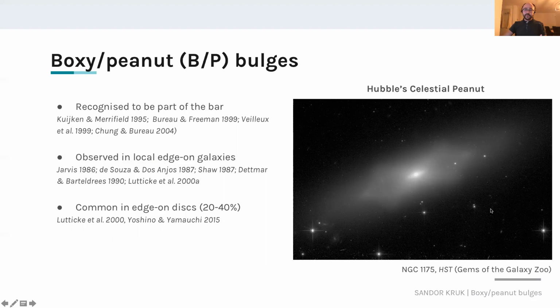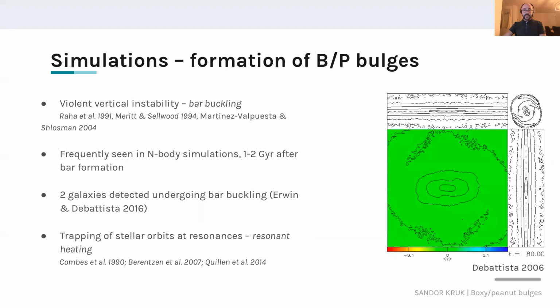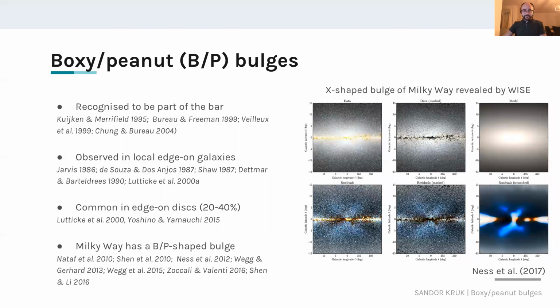They have historically been observed in local edge-on galaxies, such as NGC 1175 here, with about 20 to 40% of edge-on galaxies showing this feature. And if you don't believe me that they look like a peanut, here is evidence. But going back to them, boxy peanut bulges are important because there is now strong evidence that our own galaxy, the Milky Way, has a boxy peanut bulge at the center, albeit with a somewhat weaker X-type signature when looking, for example, at WISE data, here at the center of the Milky Way.